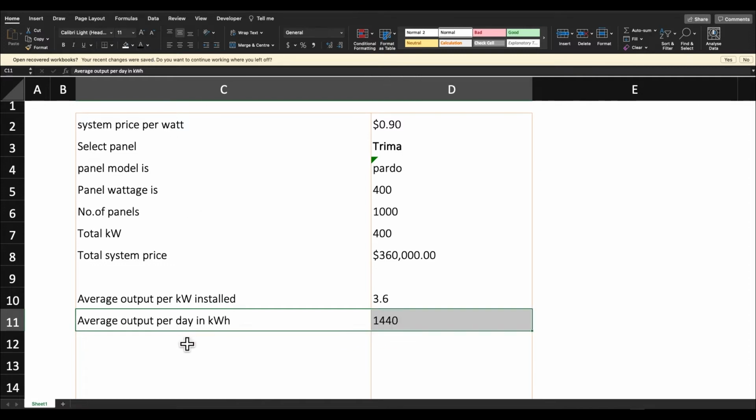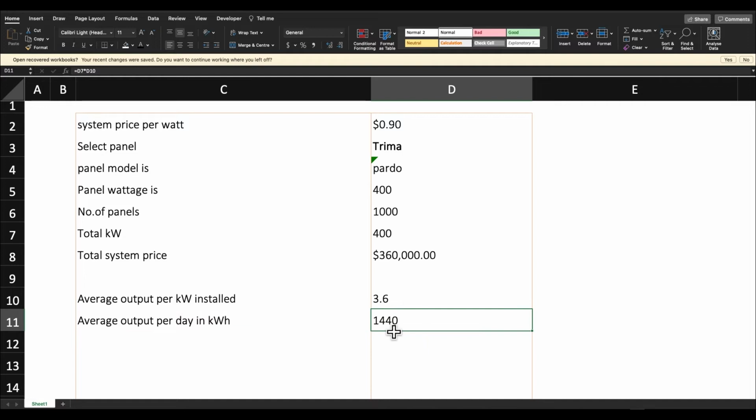Then we look at the average output per day. Now this is derived, obviously, from the figure in D7, the 400 kilowatts, times the average output per kilowatt installed, 3.6. That gives you 1,440 kilowatt hours a day on average being produced by the system.